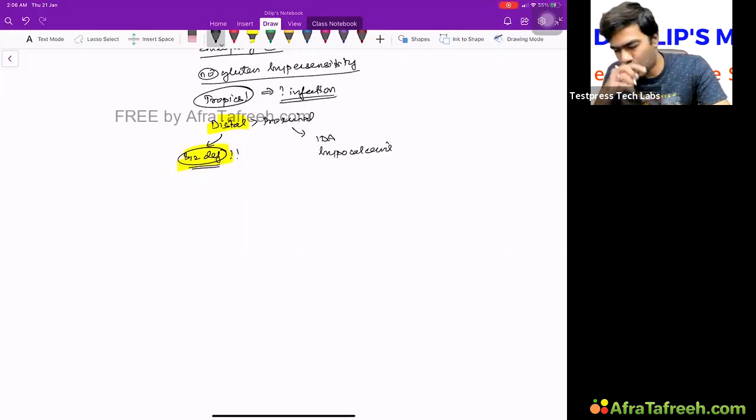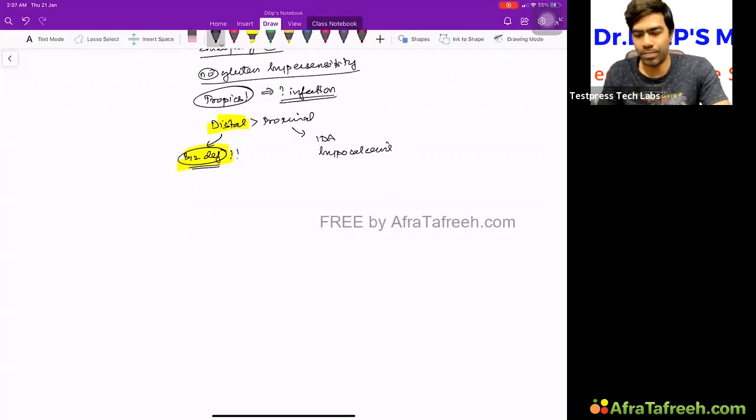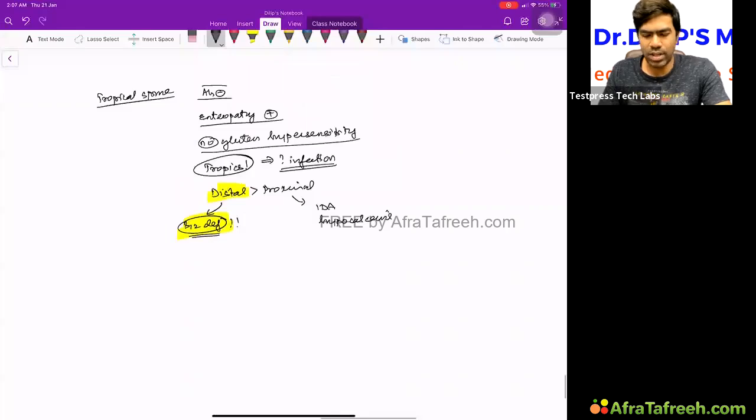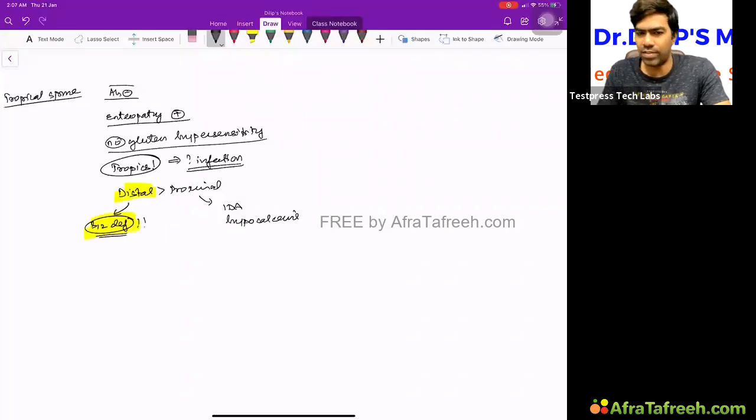But apart from that, all other features of malabsorption will be there in both: chronic diarrhea, weight loss, anemia, steatorrhea, bloating, cramps, fatigue. All these things will be there in patients with celiac disease as well as tropical sprue. Diagnosis-wise, it's very challenging, because if you do an endoscopy and biopsy, you will see the same finding which I've told you.